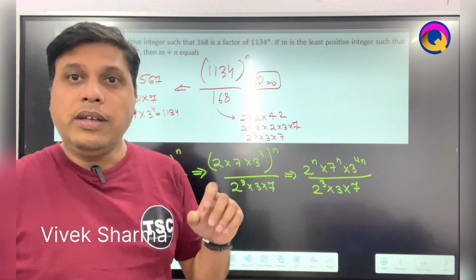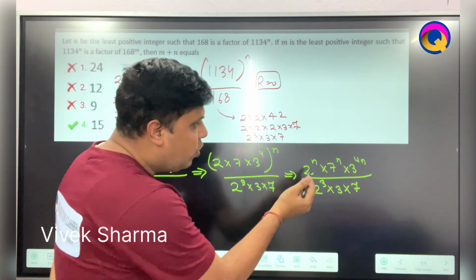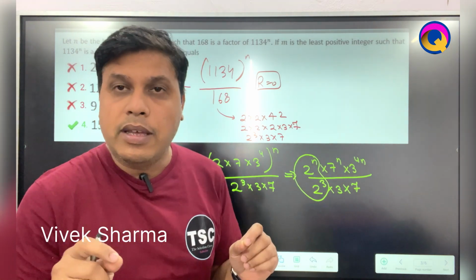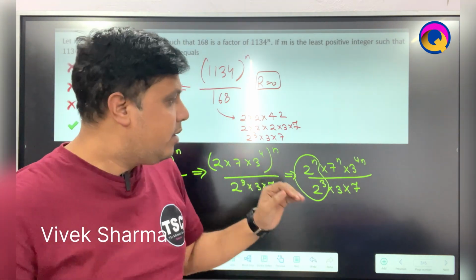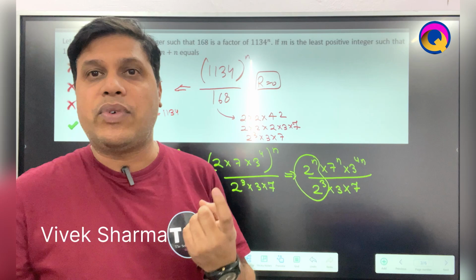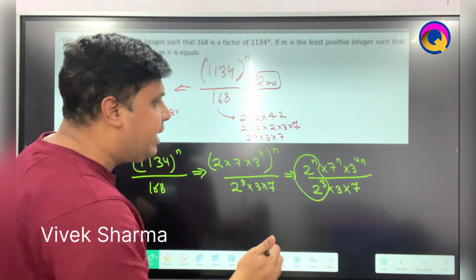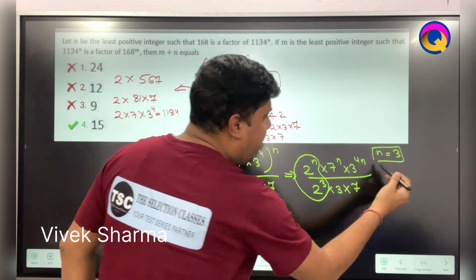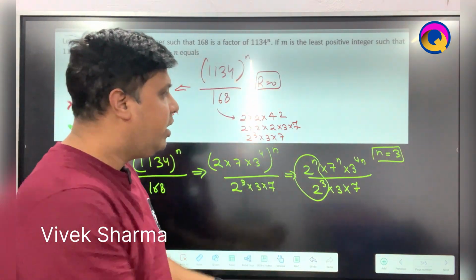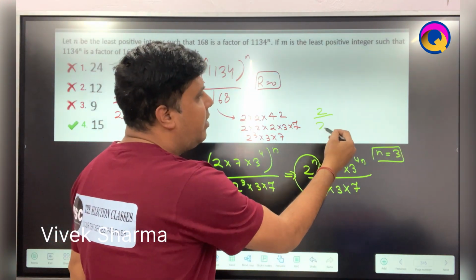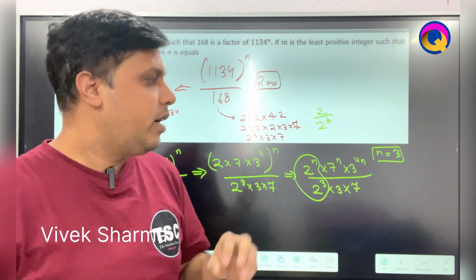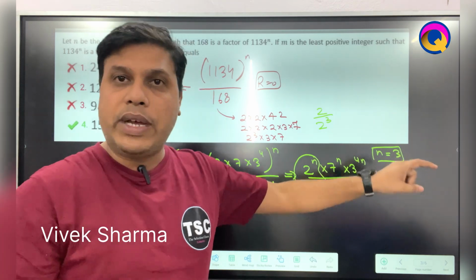So if I want this remainder to be 0, you should be very clear that at least n must be 3. For n equal to 3, this complete number is divisible by 168. Hopefully it is clear. So I can say the least value of n is 3, because if n is 1 or 2, then we cannot divide by 2 power 3. We cannot divide. So that's why n has to be 3, right? So we got the least value of n, that is 3.